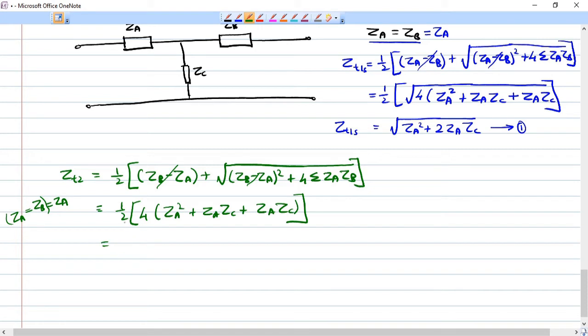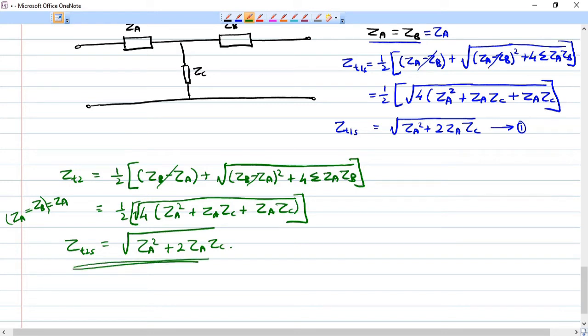So again we'll have the expression, okay, we have the square root also. So this will be equal to square root of ZA square plus twice of ZA ZC. Okay. So this we will call ZT2 for symmetrical network S. Okay. So this is equation number 2.